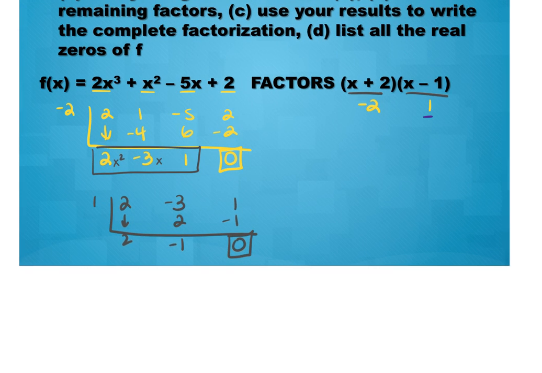Now our remaining factor is 2x minus 1. So I would add that on to what we already have, and this is called your complete factorization or linear factors.